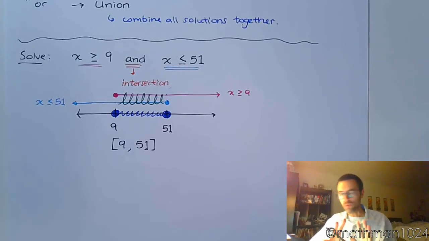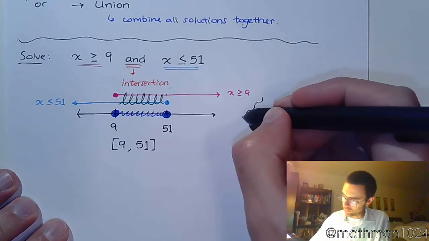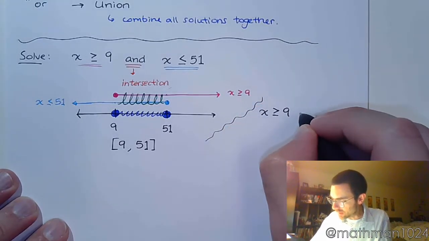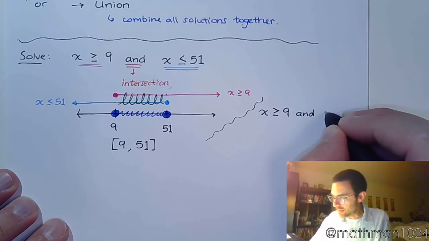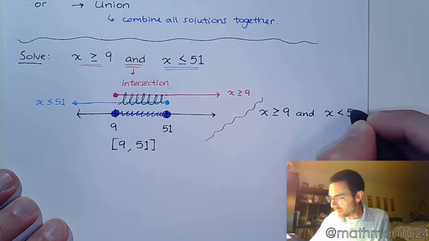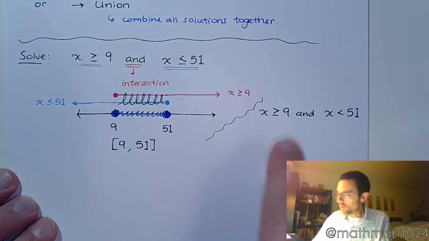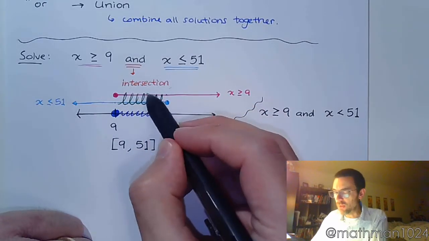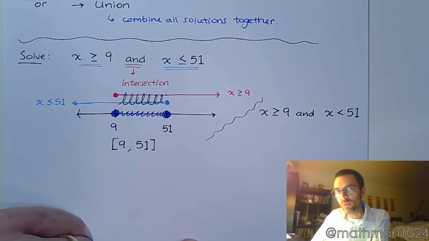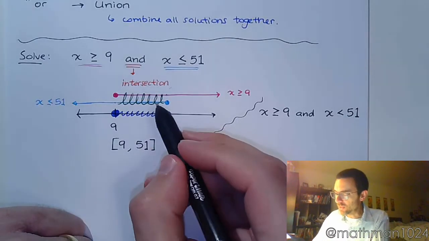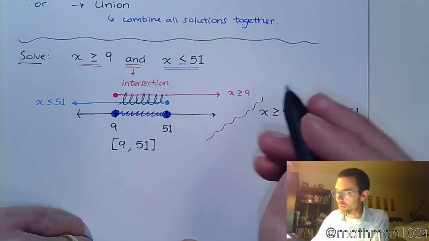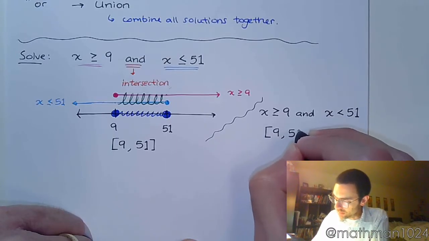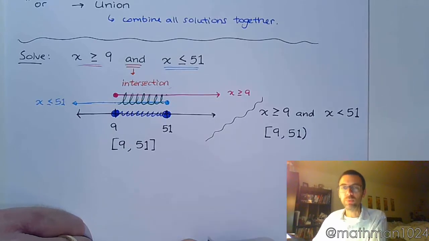Now, suppose for a moment that this had said x is greater than or equal to 9 and x is less than 51. What if I drop the or equal to part? Well, they would still have the same intersection here in the middle. The only thing that would be different would be the endpoint. So instead of this guy being closed like it is here, it would then be open. So you would still have from bracket 9 to 51, but then 51 would have parentheses on it.